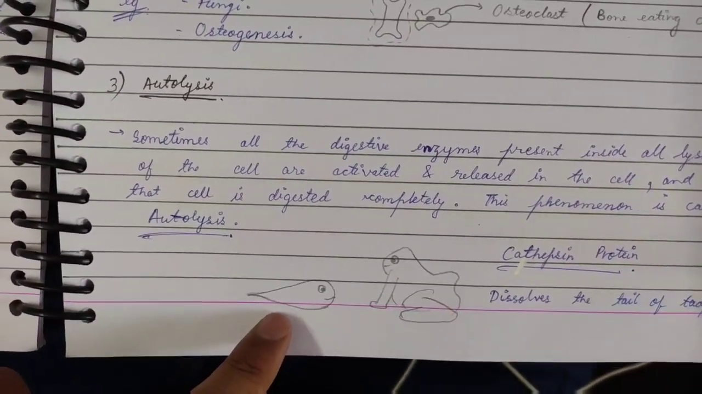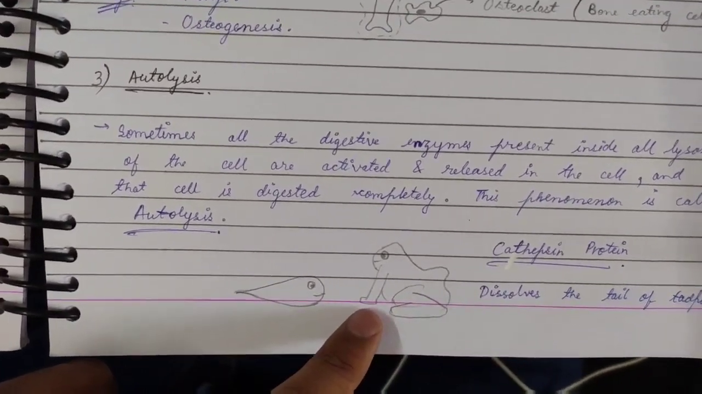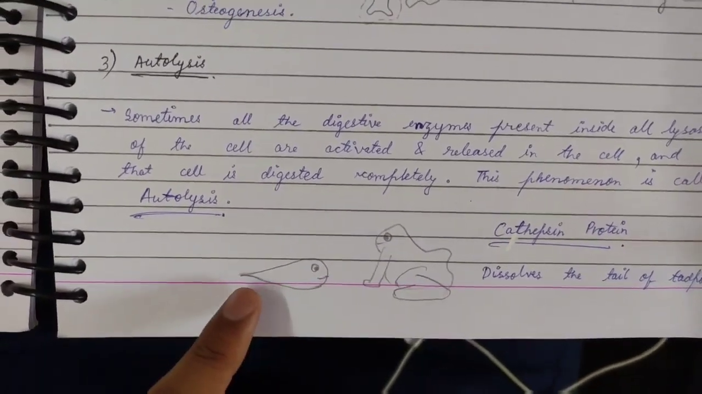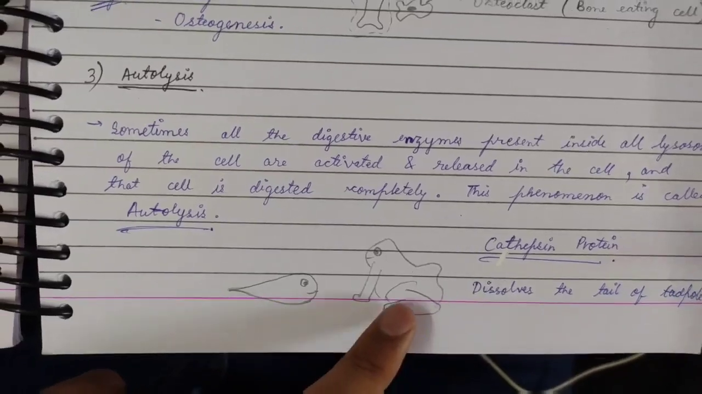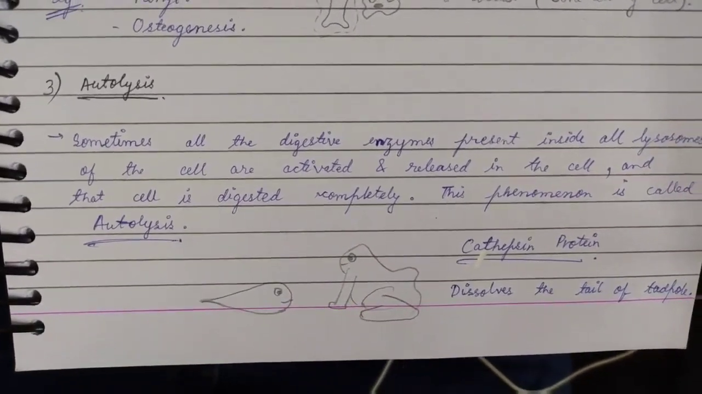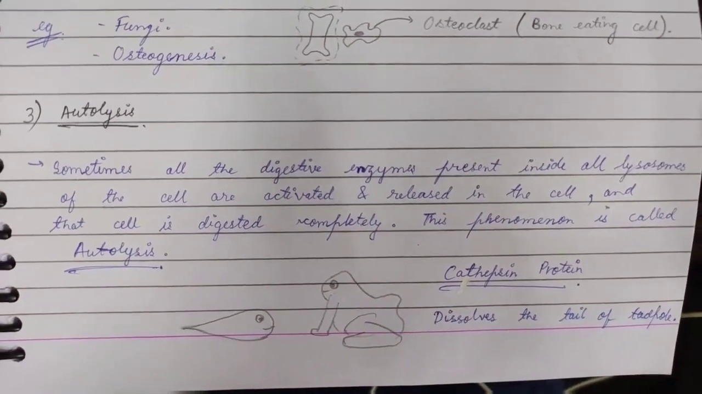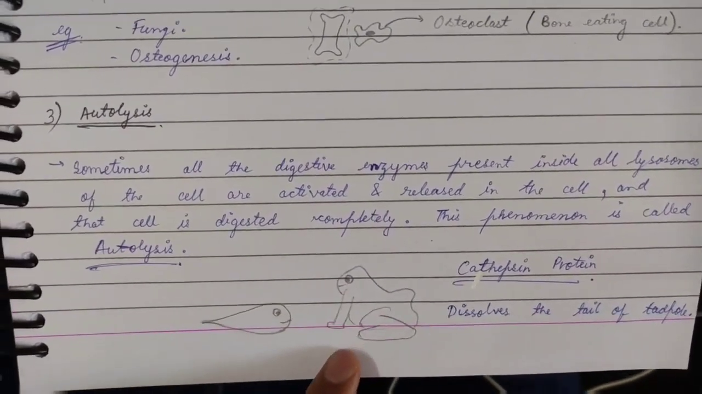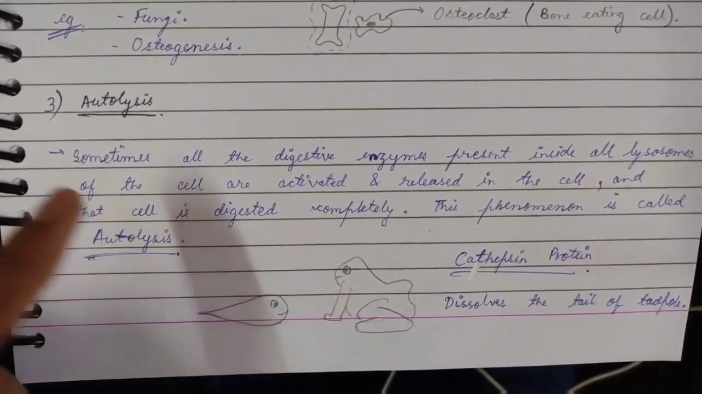Like this is the tadpole, and this is the small baby of it. See, it is having a tail, and the adult frog is not having a tail. With the help of cathepsin protein, the tail of the tadpole is dissolved. That is why when it grows through metamorphosis, you do not see the tail here.